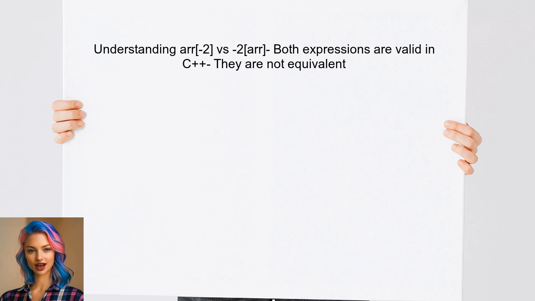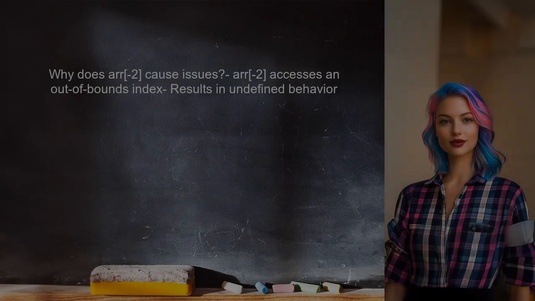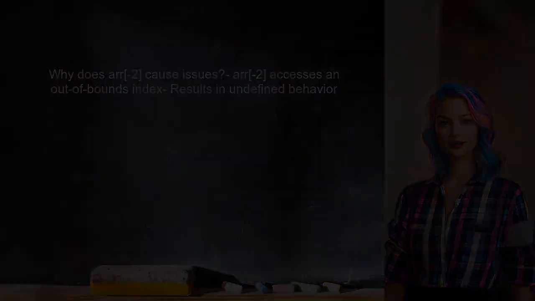The user should know that array indexing in C++ allows for both notations, but they are not equivalent. The expression r[-2] attempts to access the element at index -2. This is out of bounds for the array defined with 3 elements. Therefore, it leads to undefined behavior.